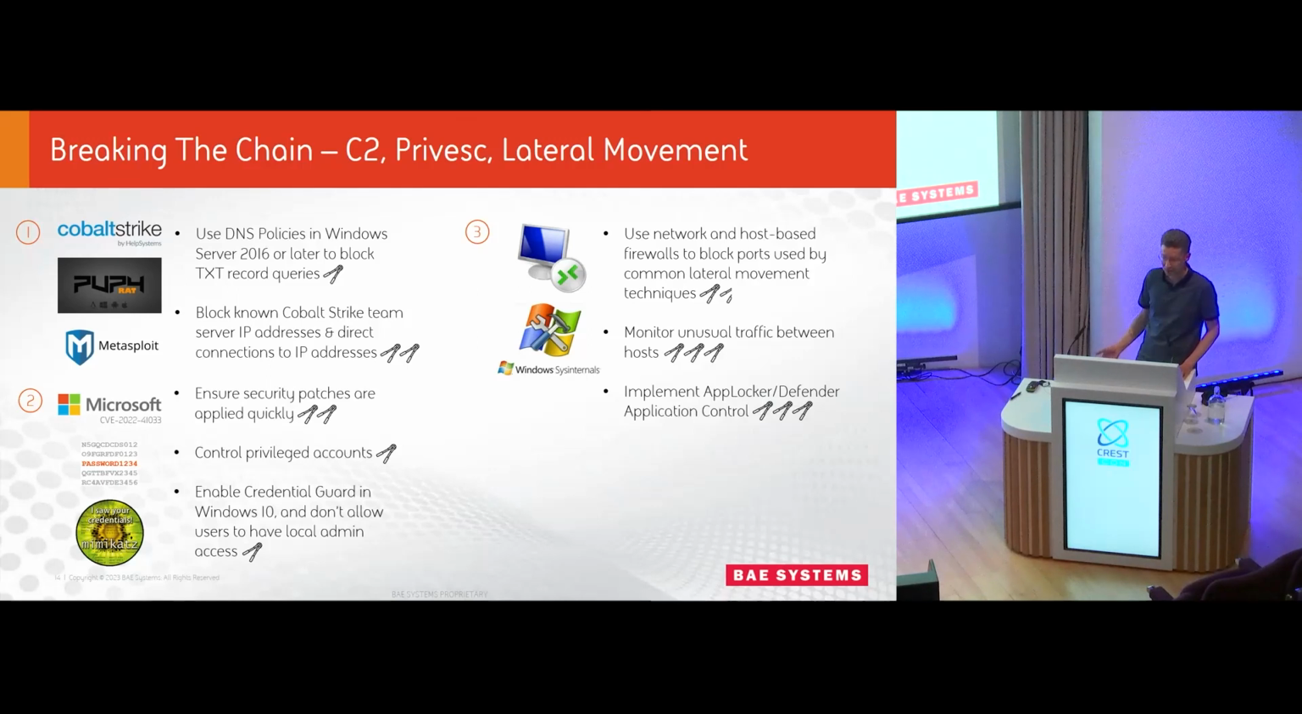For servers, you probably only want your system administrators to be RDPing into them. So if you're using jump servers or some kind of PAM solution, you can just allow those IP addresses that are being used for the jump servers and PAM solutions to connect in.